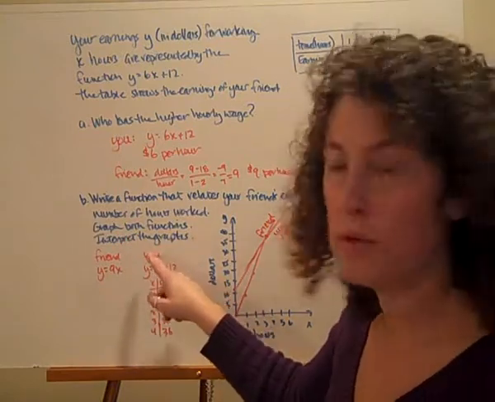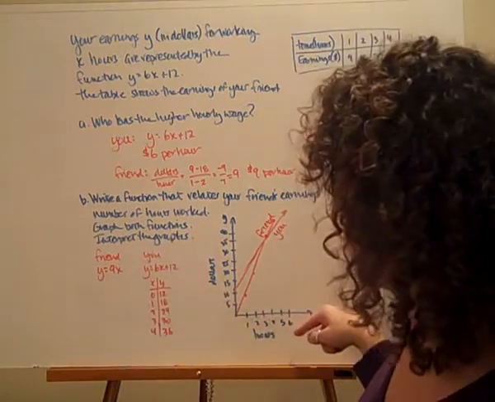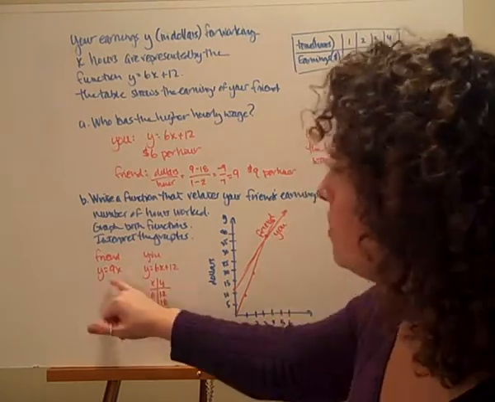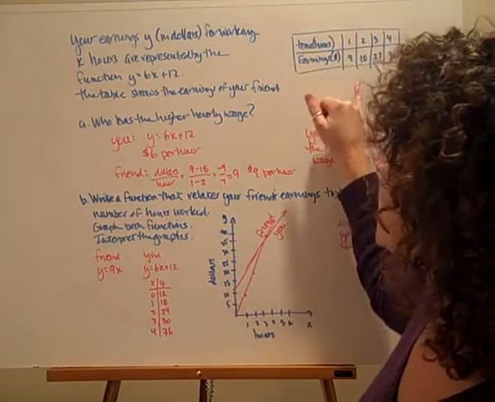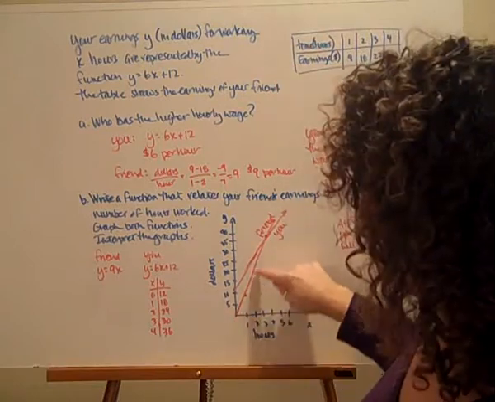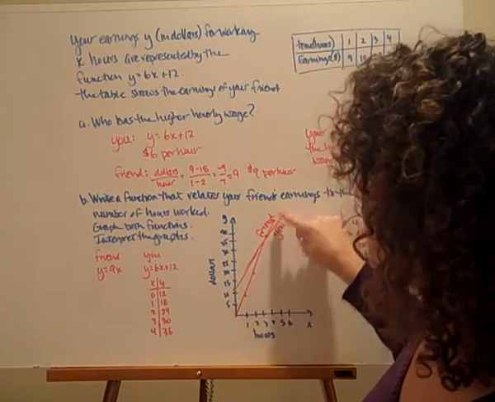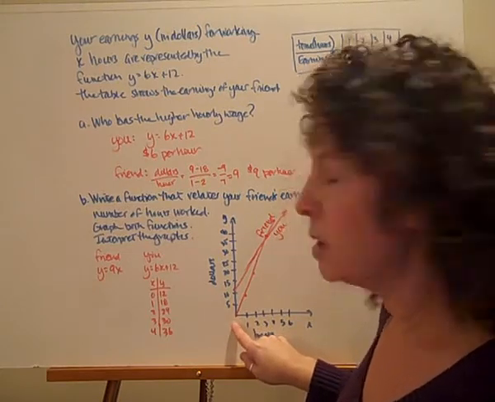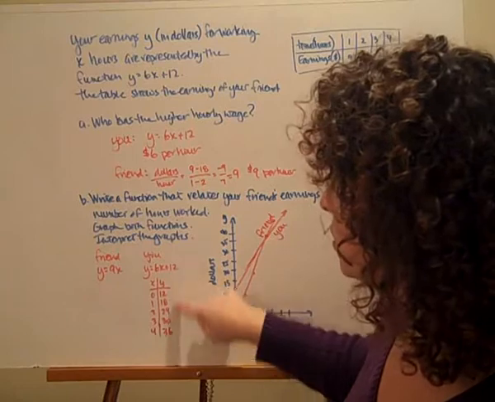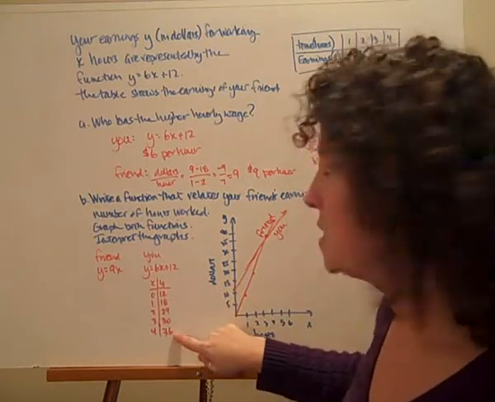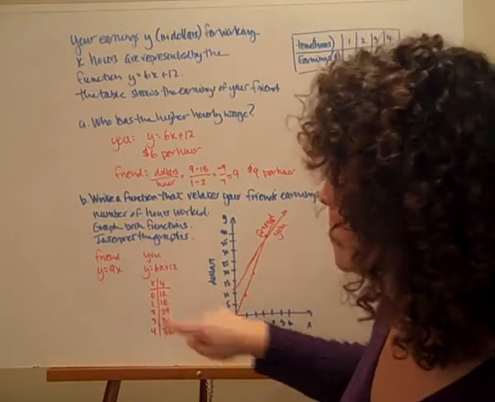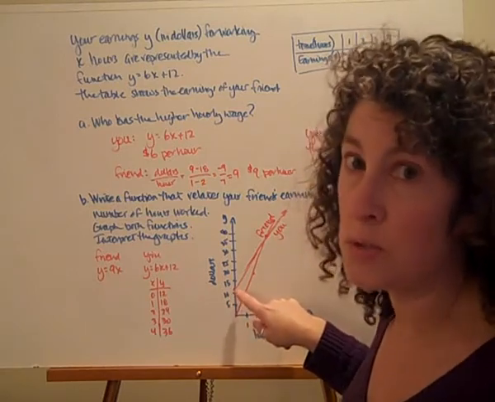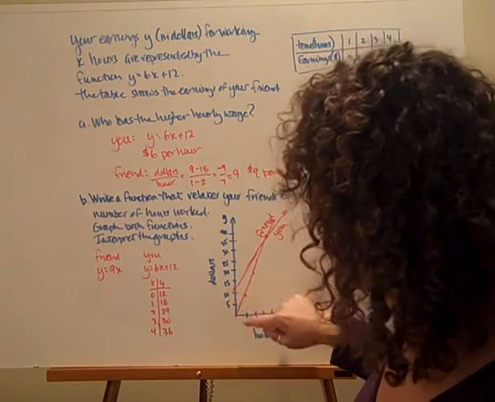So they want us to graph both of these functions. I set up a coordinate plane here so that I could graph both of them. For your friend, we already have a table here. So I'm going to graph those ordered pairs, and I come up with this line here. Remember, your friend, 0 hours, no paycheck. You, however, when I go to graph yours, and again, I made myself a quick table here. If you don't work any hours, you make $12. So for no hours, you already start out here with $12, which is kind of nice to start off with.